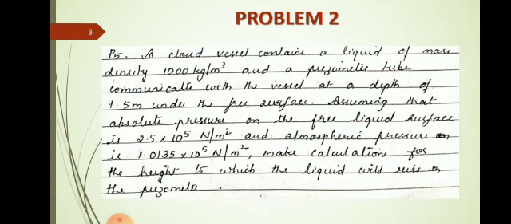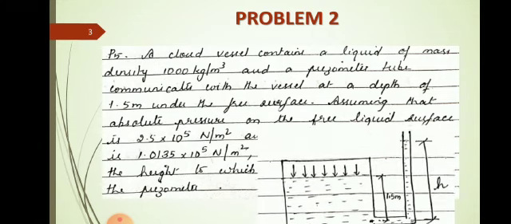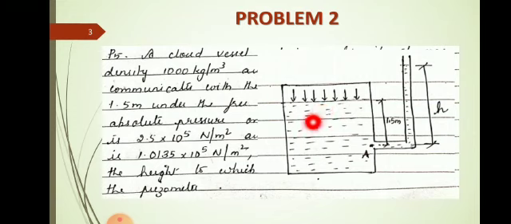So what else is given? Assuming that the absolute pressure on the free liquid surface is 2.5 into 10 raised to 5 Newton per meter square. So in the closed tank, above the liquid there is some amount of air and the absolute pressure is given here. So in the previous problem we were directly given the gauge pressure, but here the gauge pressure is not directly given. Instead you are given the absolute pressure and also the atmospheric pressure. So using absolute pressure and atmospheric pressure we can find out the gauge pressure acting above the fluid.